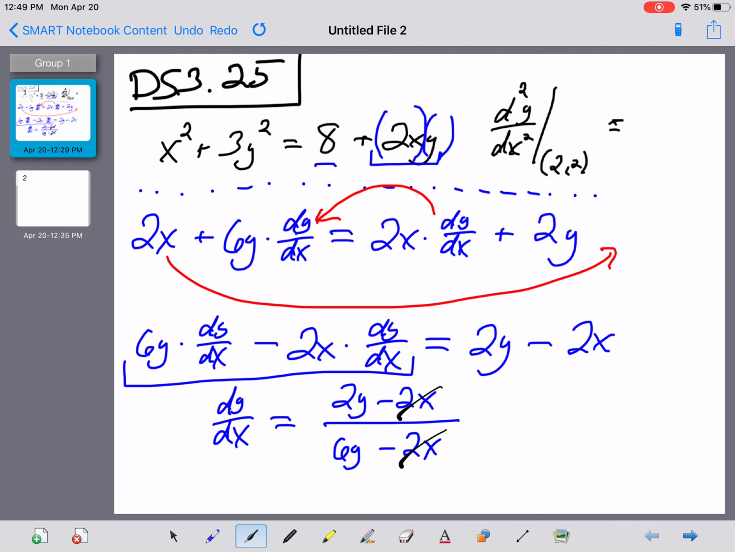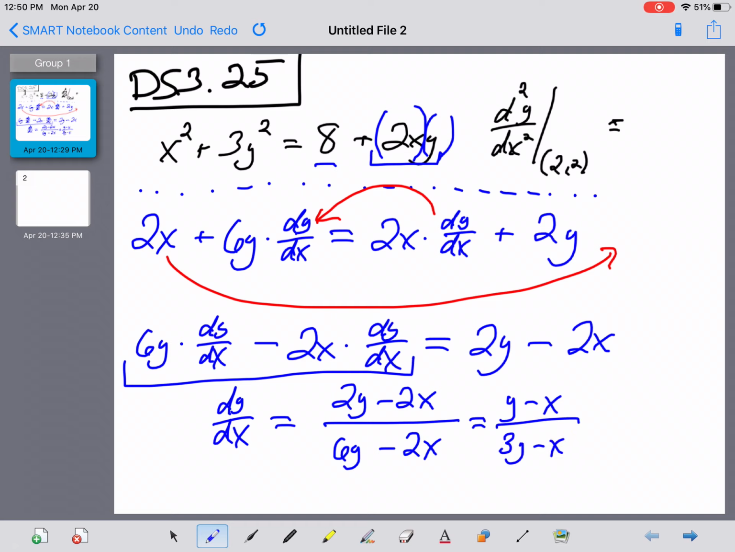Speaking of canceling factors, you may notice though, and this isn't 100% necessary, you can still get the problem right missing this step, but there are 4 terms in this expression, 2 on top, 2 on bottom, and every one of them has a common factor of 2. So we can go ahead and divide that out and make this (y minus x) over (3y minus x). And that's where I'm going to stop for my first derivative.